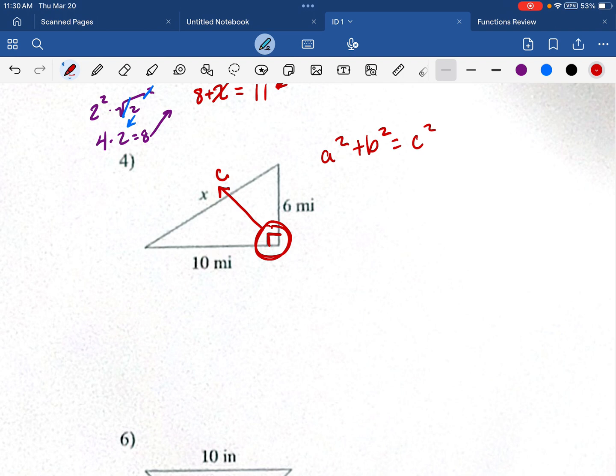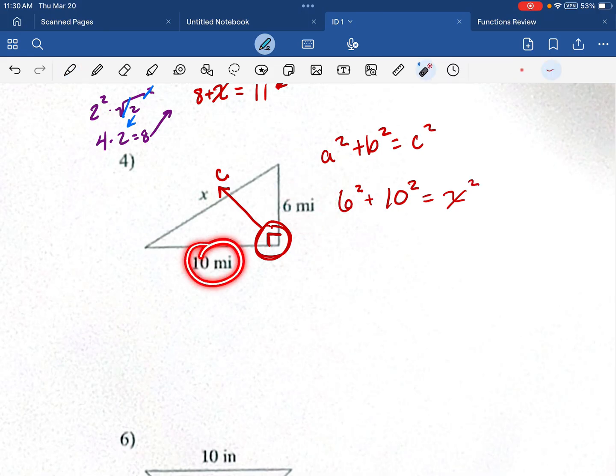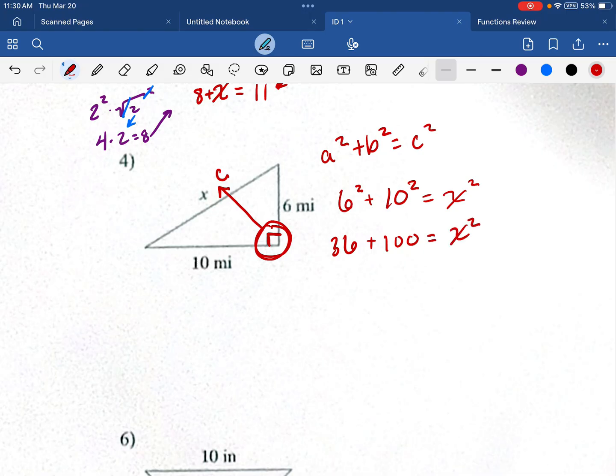Okay, so I'm going to say a is 6 squared plus 10 squared equals x squared. I just made this guy a, this guy b. It doesn't matter which one you make a and which one you make b, as long as the one across from the square is c. All right, 6 times 6 I know is 36, plus 10 times 10 I know is 100, equals x squared. 36 plus 100 is 136, which equals x squared. So I added those guys together.